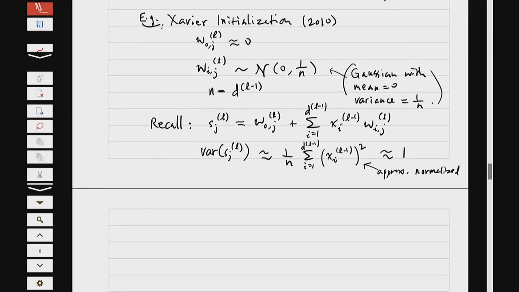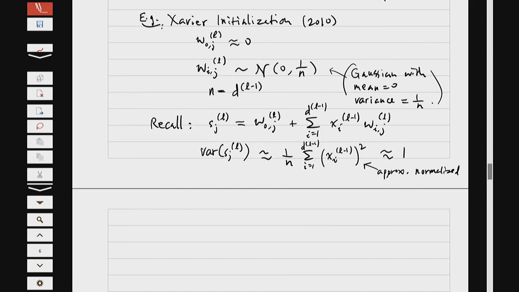Because this only works if those are independent random variables. In general, they are not. During training, there are complicated dependencies among these variables. If you have independent random variables, then the variance of their sum equals the sum of their variances. But it only works if they're independent.